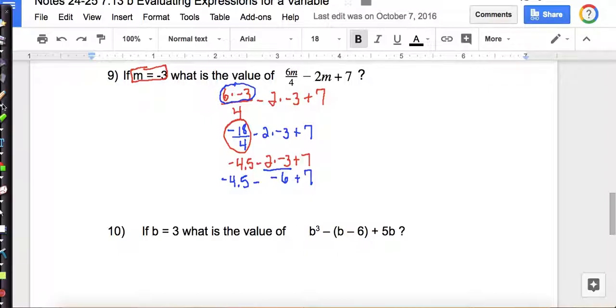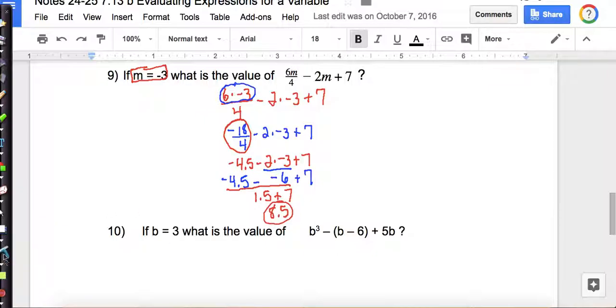Now, we only have addition or subtraction left, so we're going to go from left to right. There's two ways to look at this part. Underline this part, and if we're doing it in our head, we can look at this as -4.5 plus +6 because of KCC, and that would give us 1.5 plus 7, and 1.5 plus 7, of course, is 8.5.